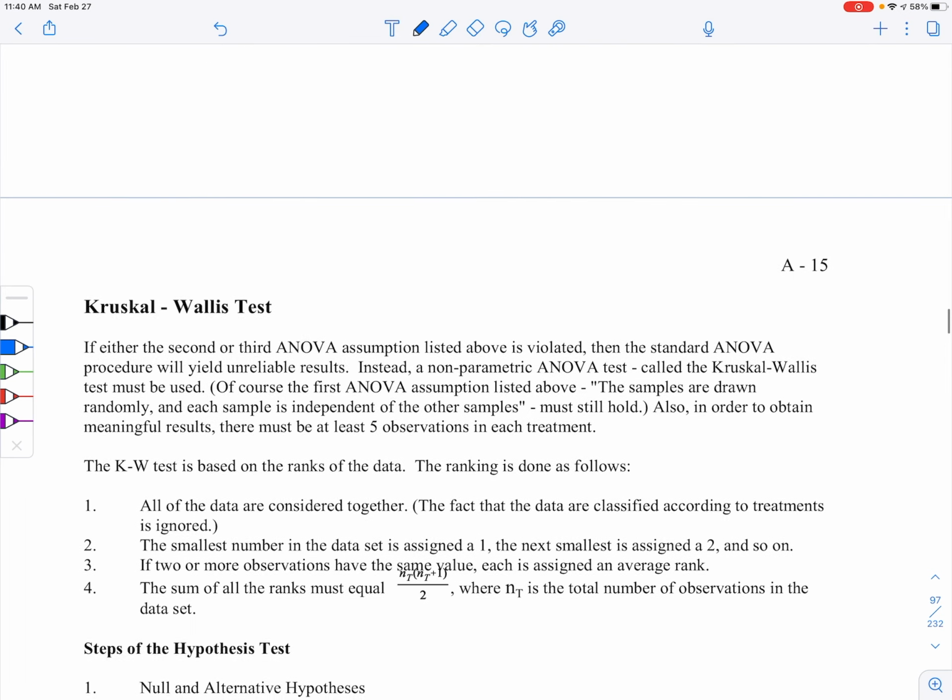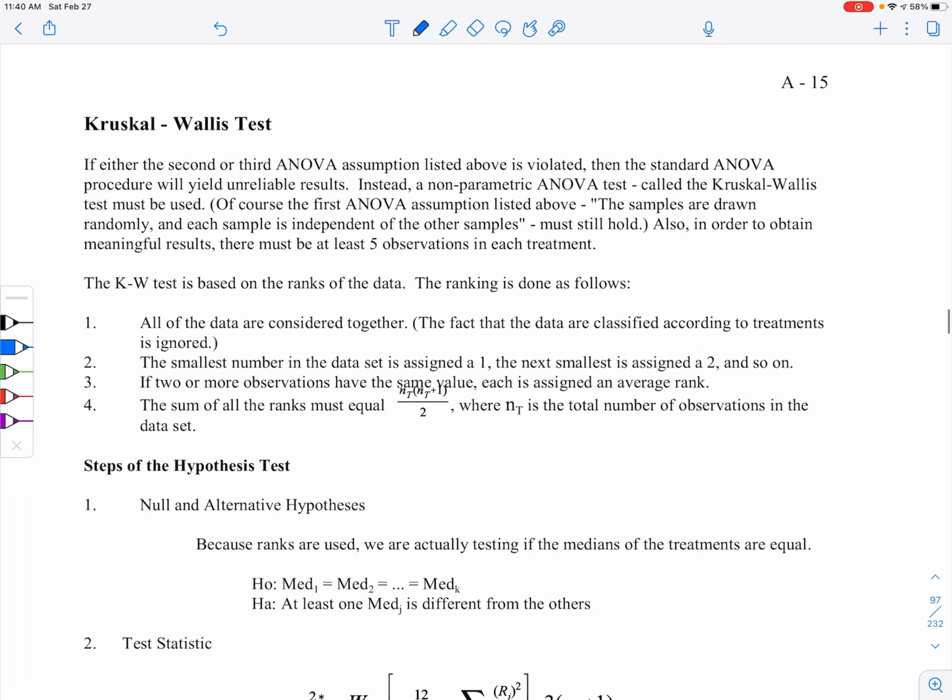So let's say that we run through that and we find that either normality fails, or if normality passes for all of the treatments, the test for homogeneity of variances fails. Then what we do is we go into here and we use something called a Kruskal-Wallis test, which is a non-parametric equivalent to the Anova test.